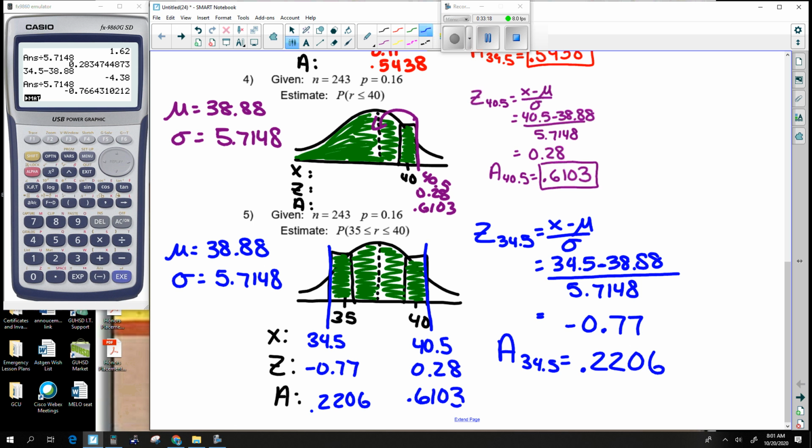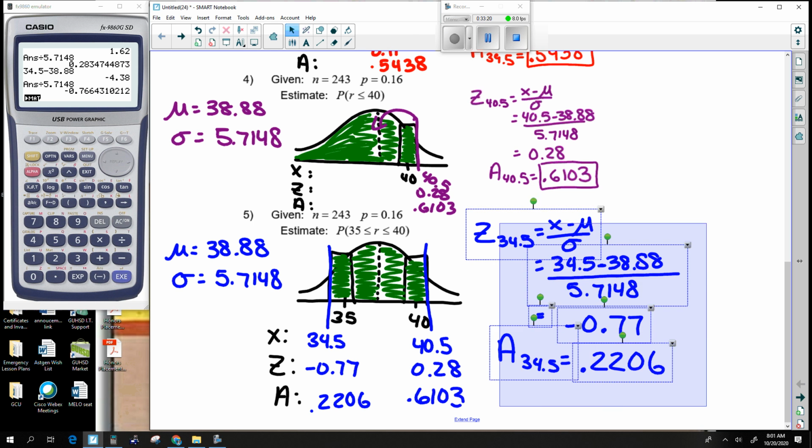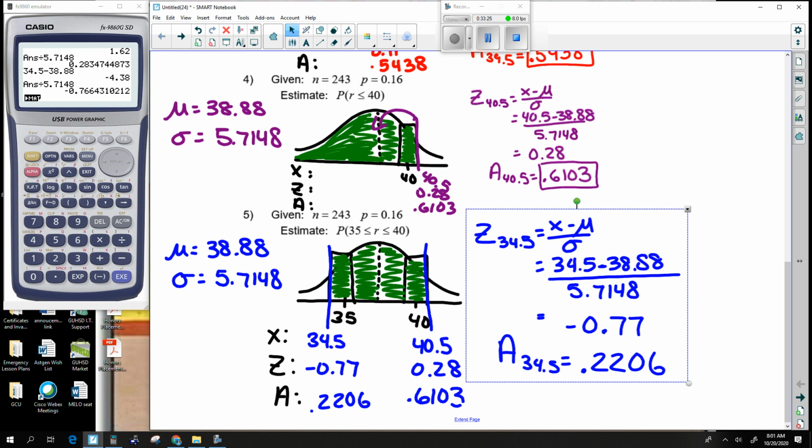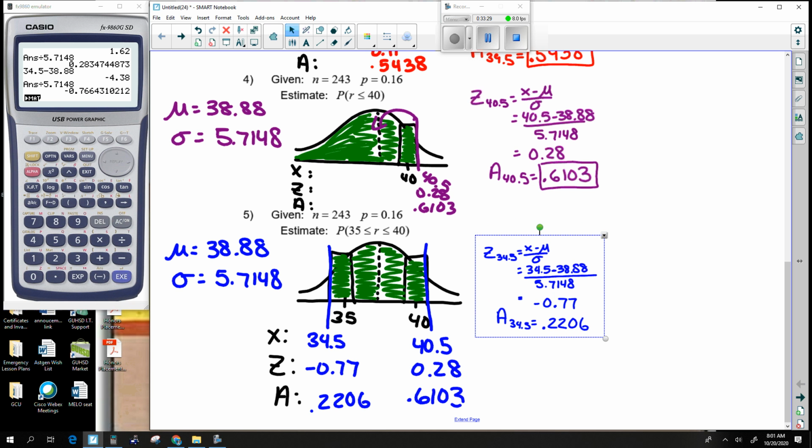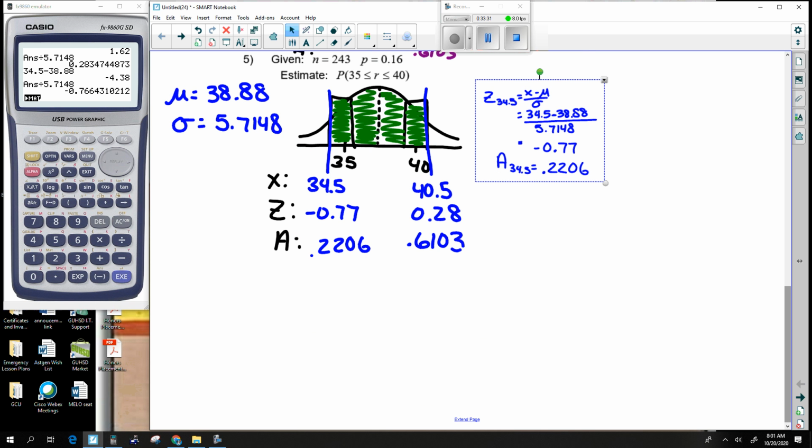So again, if I'm asked to find the area in between two things, what I do is take the big area minus the little area. So that is exactly where my shading is. I want the area between my two blue bars that I created. So to get this area, I'll have to take the big area, which is the 6103, minus the small area of 2206.